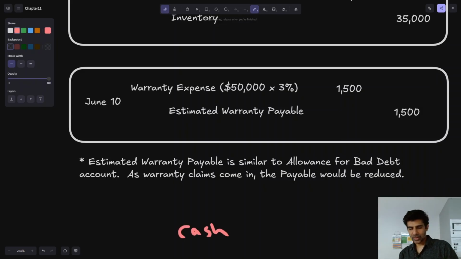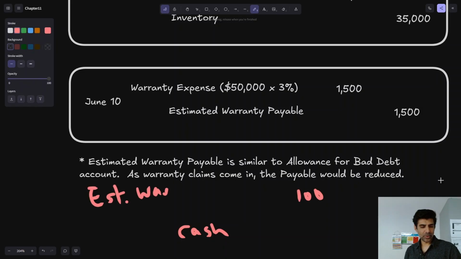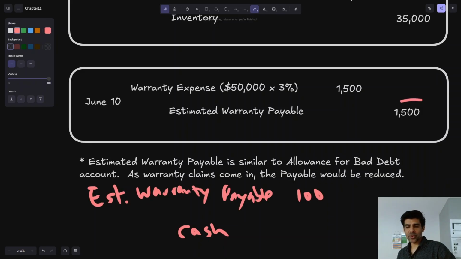Let's say it was a $100 return of the item. So what should I debit? Should I do warranty expense here? No, what should I do? Exactly. So we'll use this estimated warranty payable as again a little piggy bank. And it's possible that this credit balance gets used up and becomes a debit balance because we have more warranty claims than we estimated. And you'll have to fix that. In the next period, you'll have to take a larger expense for warranty to make up for that.